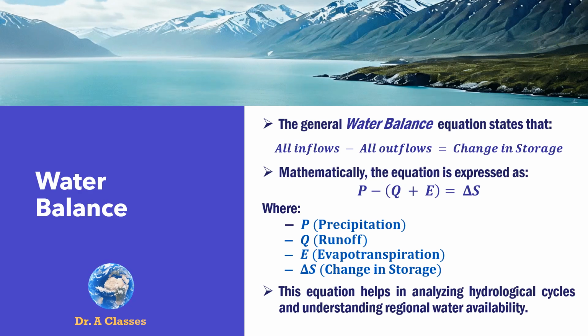Finally, delta S represents the change in storage. This is the tricky part. It accounts for the variation in water stored within the system. This storage can be in the form of soil moisture, groundwater in aquifers, or even in reservoirs and lakes. If delta S is positive, it means we are storing more water. If it is negative, we are losing water from storage.